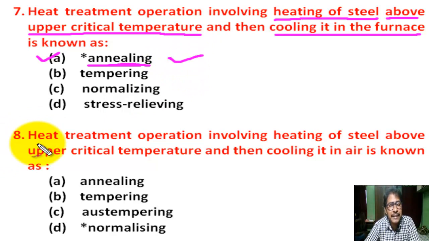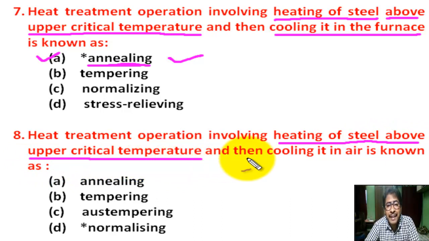Question number 8. Heat treatment operation involving heating of steel above upper critical temperature and then cooling it in air, is known as, there are four options. Correct answer is D. Heating above upper critical temperature, then cooling it in air is known as normalizing.